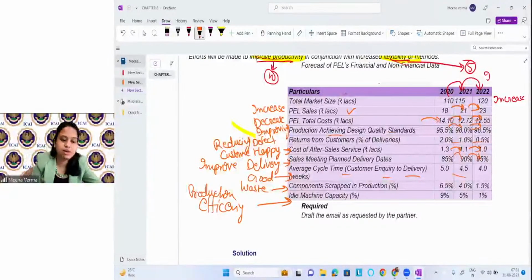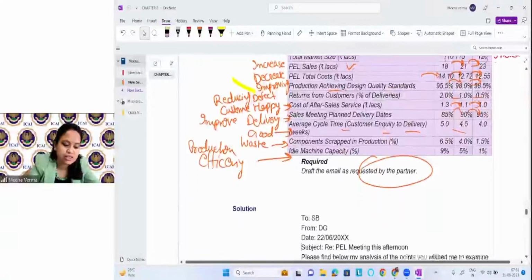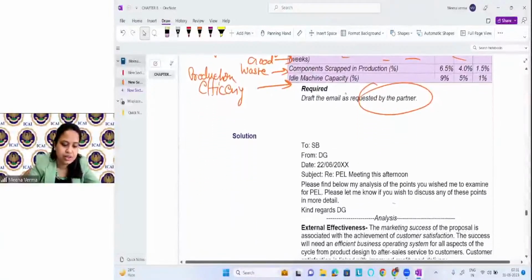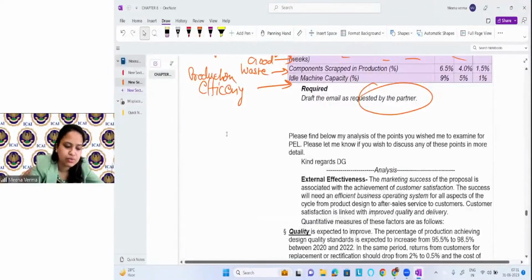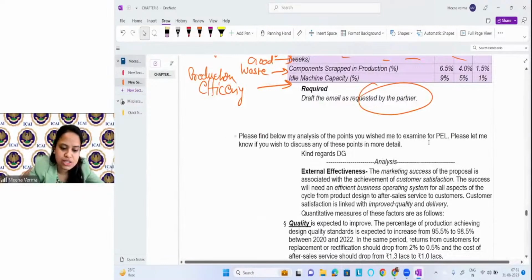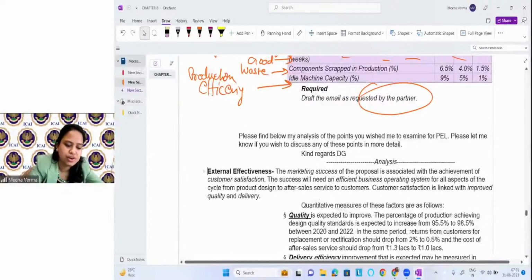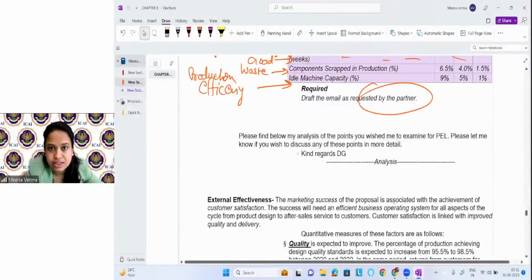Now, the point is that keep it in mind when you're writing the answer. See what is given: draft a mail requesting by partner. What do you have to consider? When you are writing the answer, see how you have to write the answer. Okay. So obviously, since you are writing a mail, you will write to whom you are writing, from whom, date, and the subject of the mail. Okay. You are writing a mail here. Please find below analysis. I've done the following analysis. Please find it. So this is what you will write in the mail, that I have done the analysis and this is what I have observed.